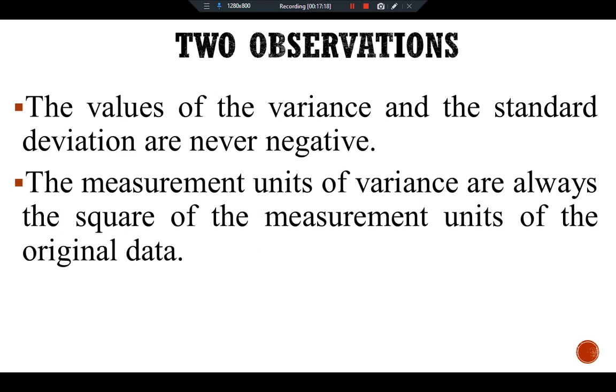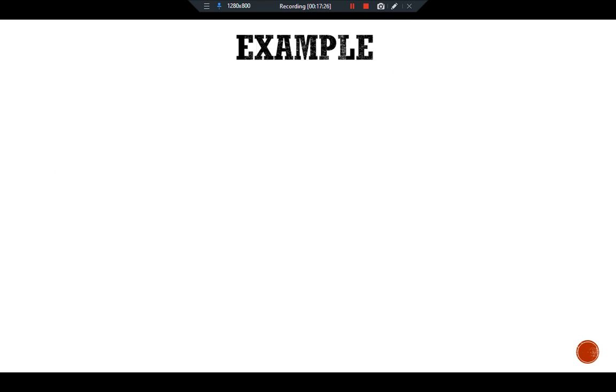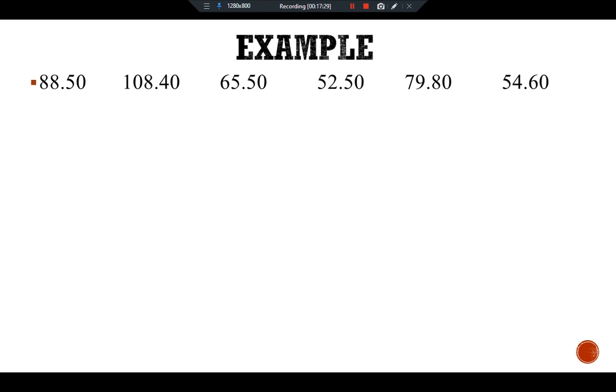So let's see another example for further understanding of the variance and standard deviation. Here we have the earnings data of all 6 employees of a small company during 2008. That is 88.5, 108.4, 55.0, like that. So we have to calculate the variance and standard deviation of this data.